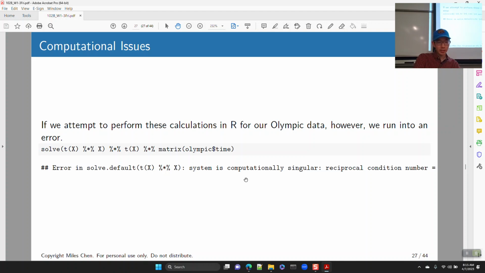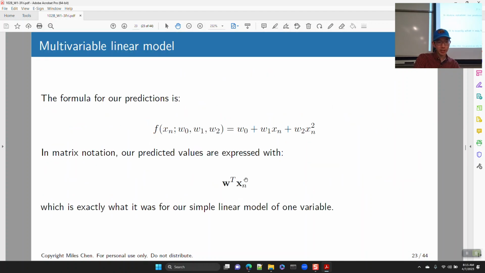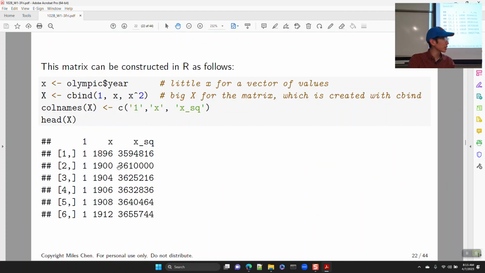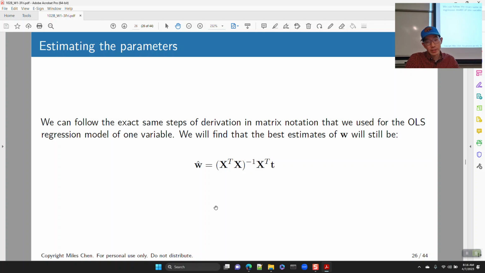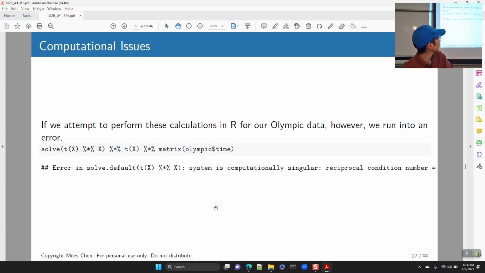So I say, all right, let's look at my matrix. What do we get? This is my Olympic data. I have my X matrix: a column of ones, a column of X's, and a column of X squared values. And I say, all right, let's do X transpose X inverse X transpose T, because that's our answer. But what happens when I try to do that?